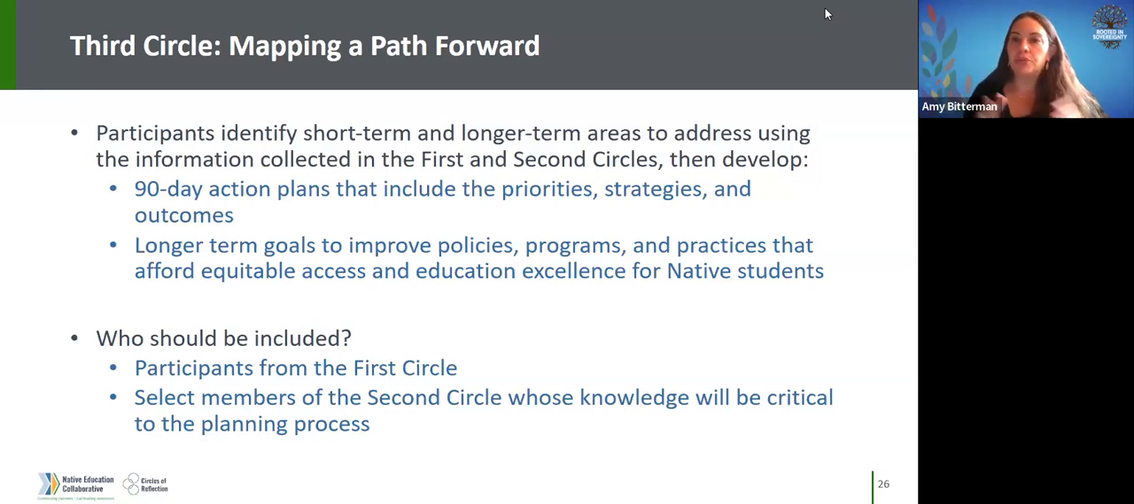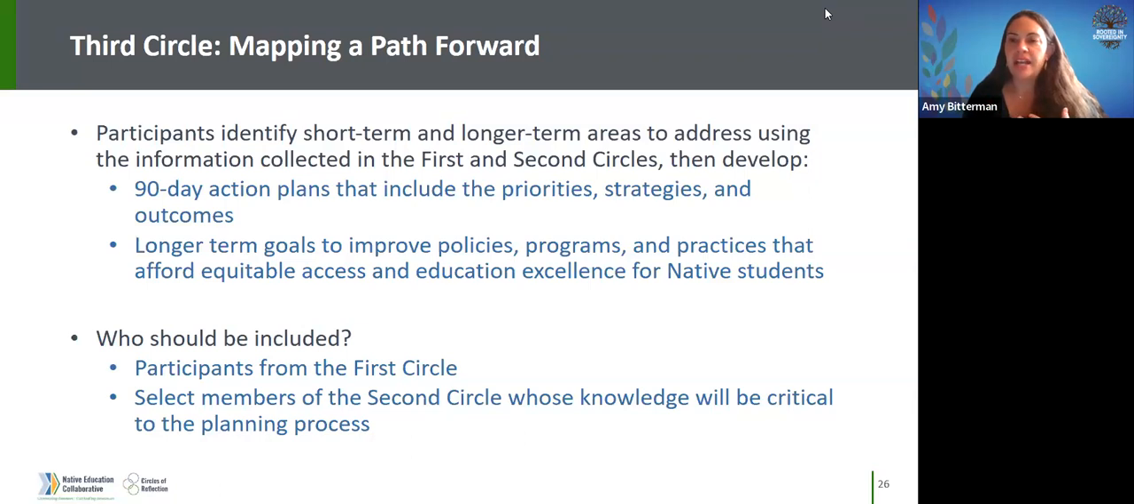And then during the third circle, we have some templates available that the group, again guided by that facilitator, would walk through and complete, thinking about what the priorities are, what are the strategies and activities that we're going to take, what are the steps to achieve that ultimate goal. And that third circle includes the folks from that first circle, for sure, but then also bringing in additional members who are part of the second circle. So in the case of the SEA, having some of the tribes and the districts that were in that second circle participate in the third circle too, because they really become part of the team.